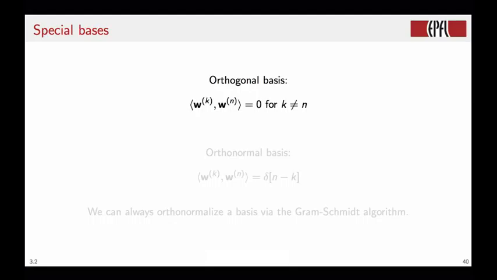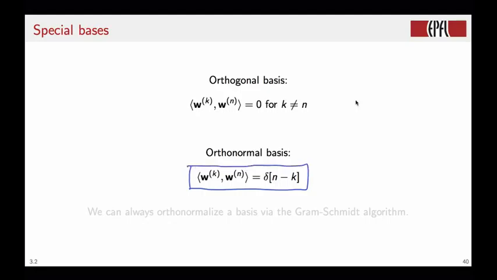Among bases, a very special one is the orthogonal basis, or even better, the orthonormal basis. For an orthogonal basis, we need a set of vectors which are mutually orthogonal. This we can write by saying that the inner product between any two vectors w_k, w_n is equal to 0 when k is different from n. And then we can get an orthonormal basis when the individual vectors are normalized, so they have a norm equal to 1. This is conveniently written by this formula: the inner product between w_k and w_n is equal to delta[n - k].